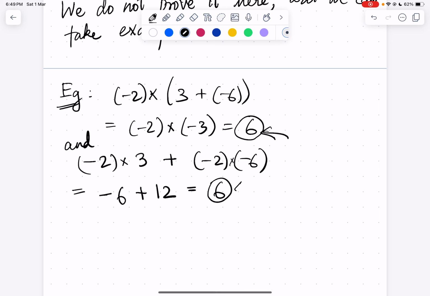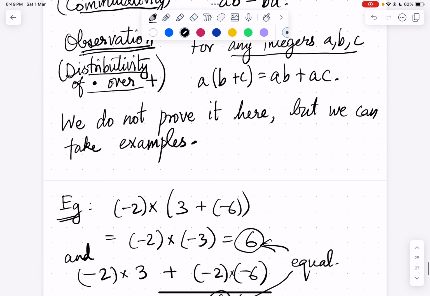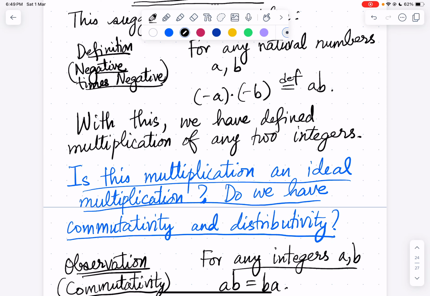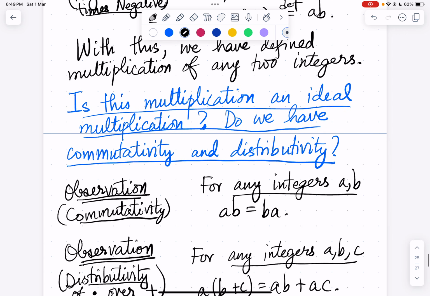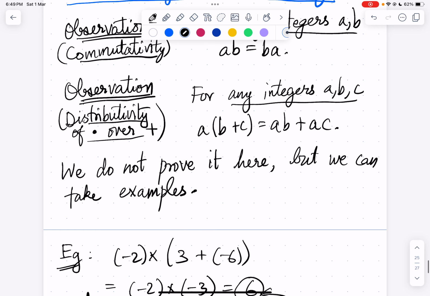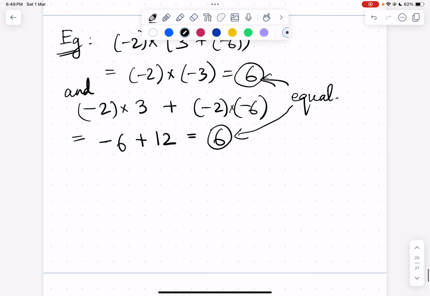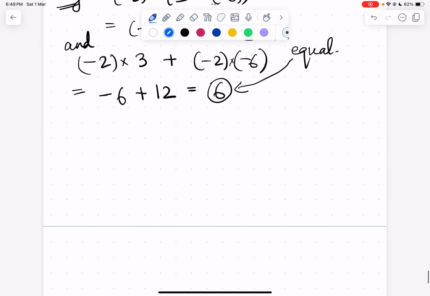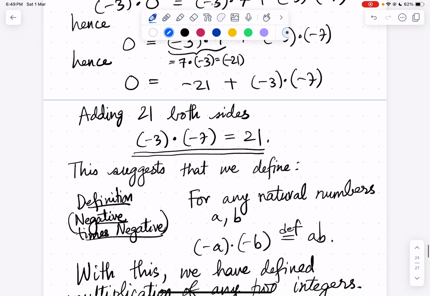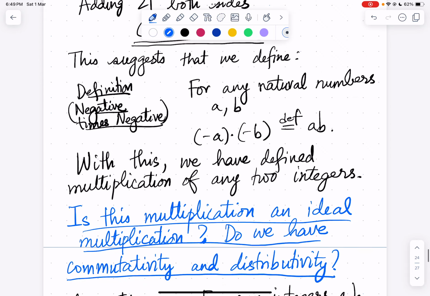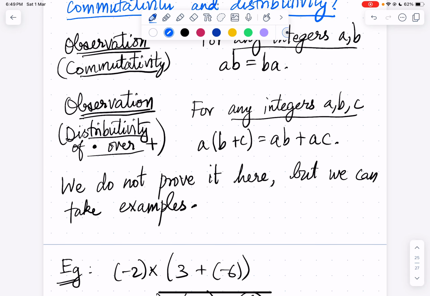And we see that both are equal. So this is an example showing that a times (b plus c) is a times b plus a times c for all integers a, b, c. So the above definition of multiplication of two integers is indeed an ideal multiplication. It satisfies distributivity over addition. Now we have defined multiplication of any two integers, and we have looked at some basic properties of multiplication.